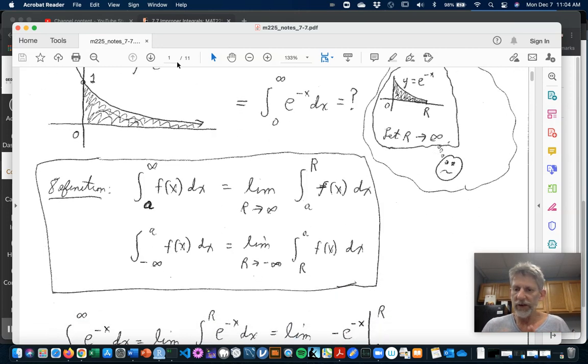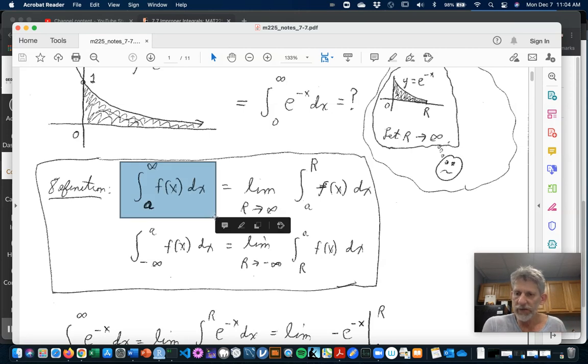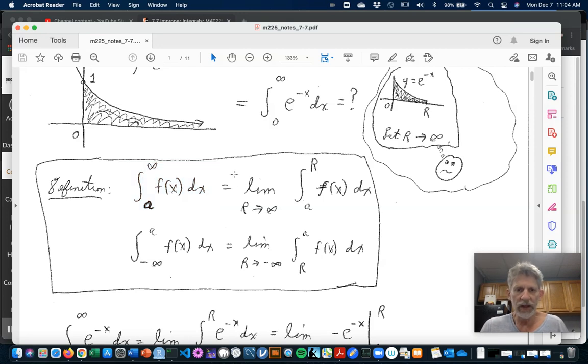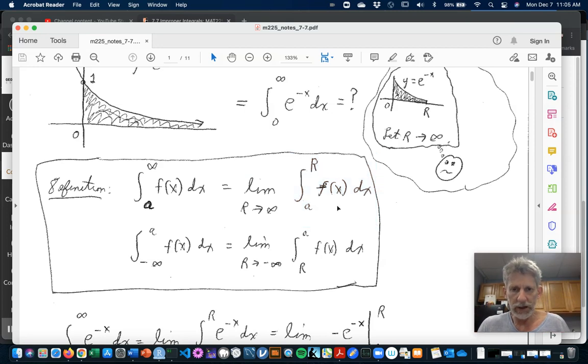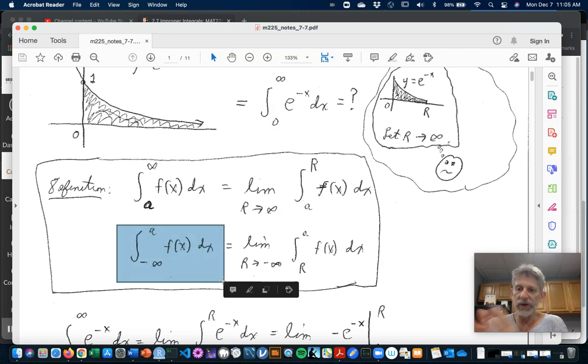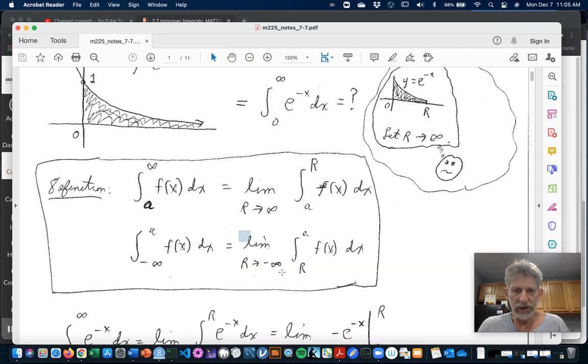So that leads to this definition for a certain type of improper integral. The integral from some starting value, a real number a, up to infinity of some function f of x, will just be the limit as r goes to infinity of the proper integral from a to the real number r of f of x dx. It's also possible to be interested in going out to the left infinitely far. So the integral from minus infinity to some real number a would just be the limit as r goes down to minus infinity of the integral from r to a.